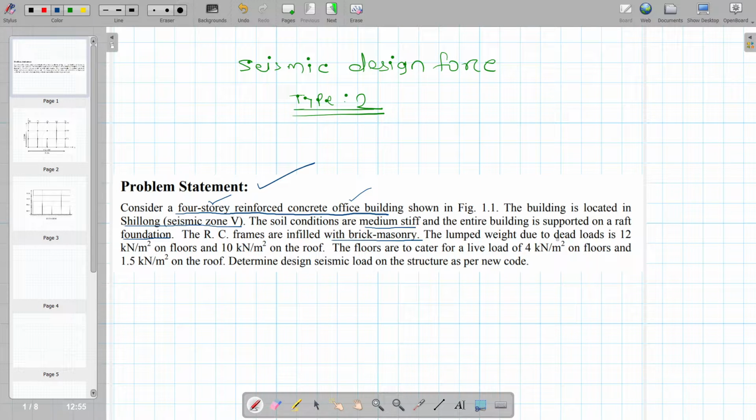The lumped weight due to dead load is 12 kN per meter square on the floors and 10 kN per meter square on the roof. The floors are to cater for a live load of 4 kN per meter square on floors and 1.5 kN per meter square on the roof. Determine the design seismic load on the structure as per the new code. So this is the entire problem statement.